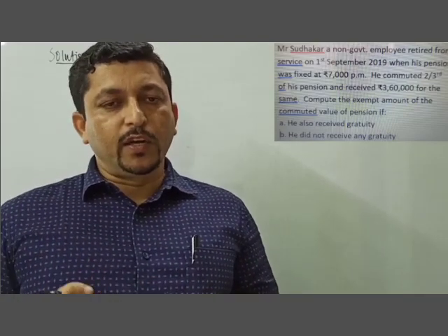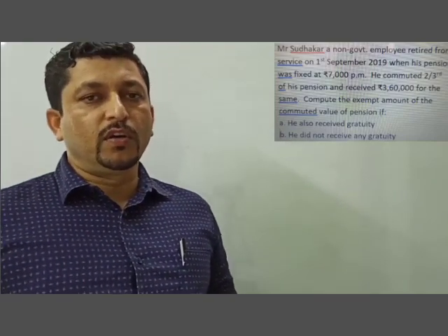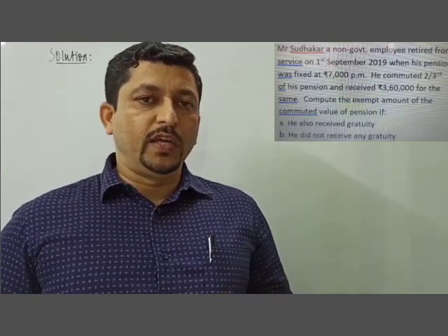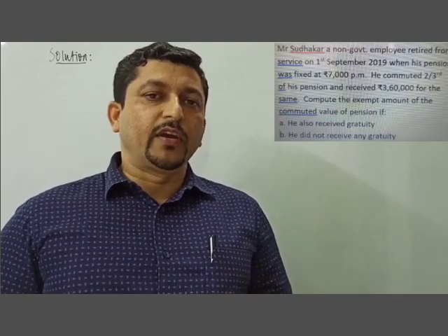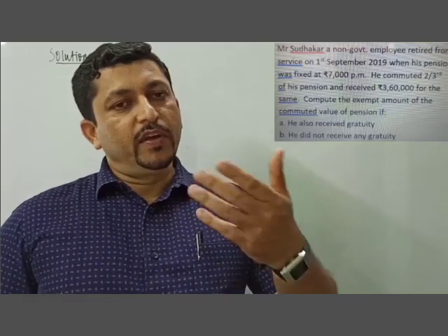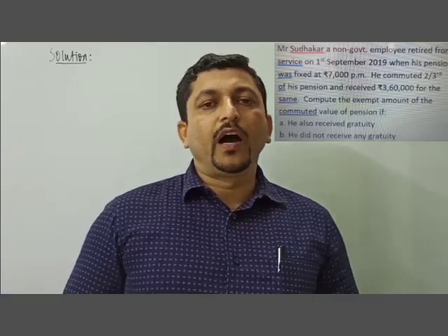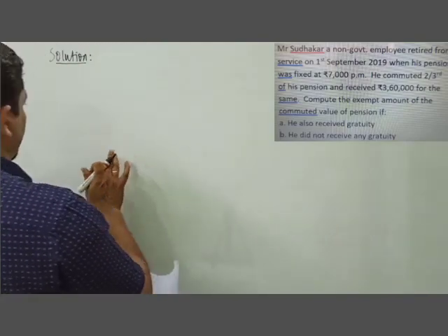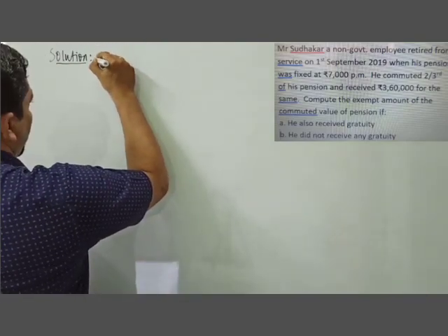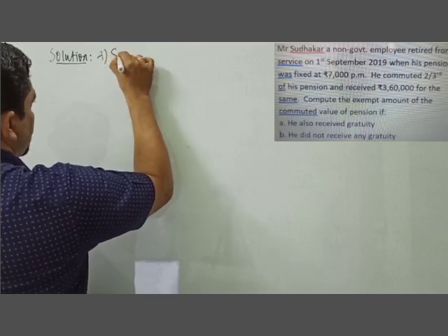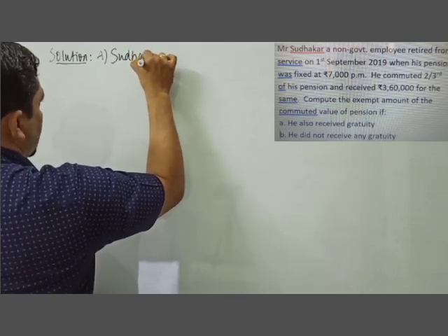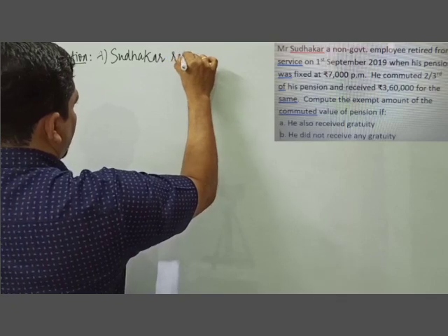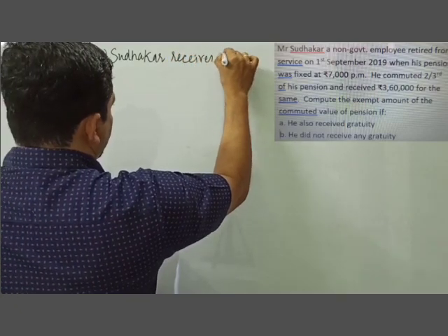So Sudhakar is a non-government employee and taxability of commuted pension depends on whether an employee receives gratuity or not. If he is receiving gratuity, then 1/3 of the full commuted value will be exempt. If he does not receive gratuity, then half of the full commuted value will be exempt. So let's take solution to this particular question. I record over here as A. Sudhakar receives gratuity.